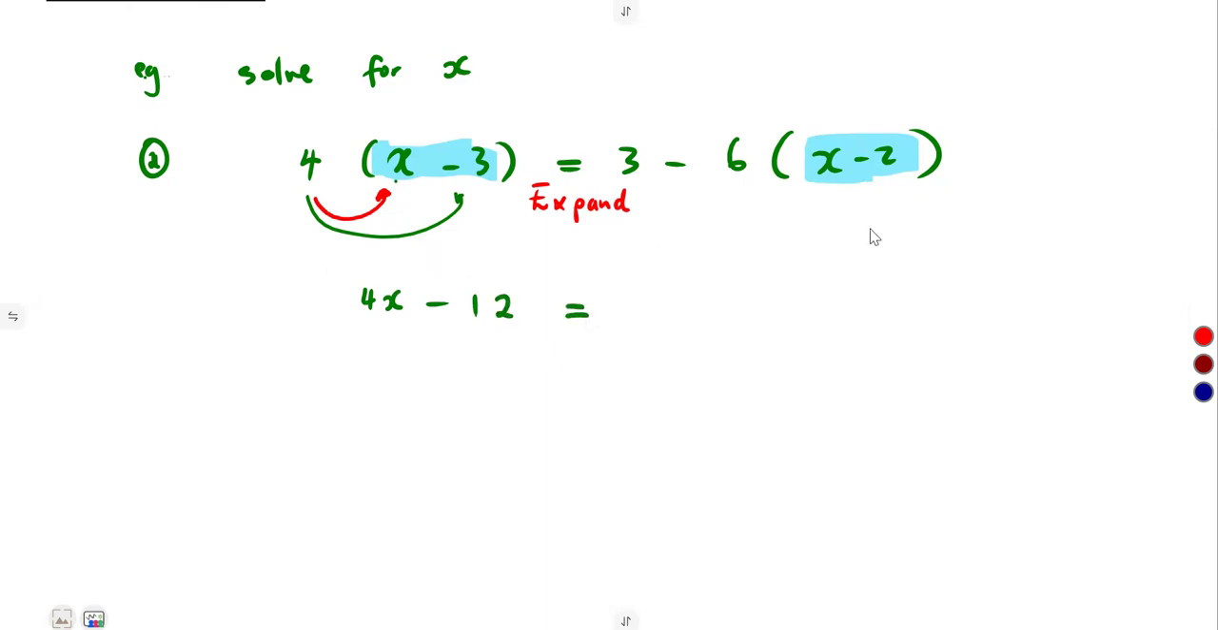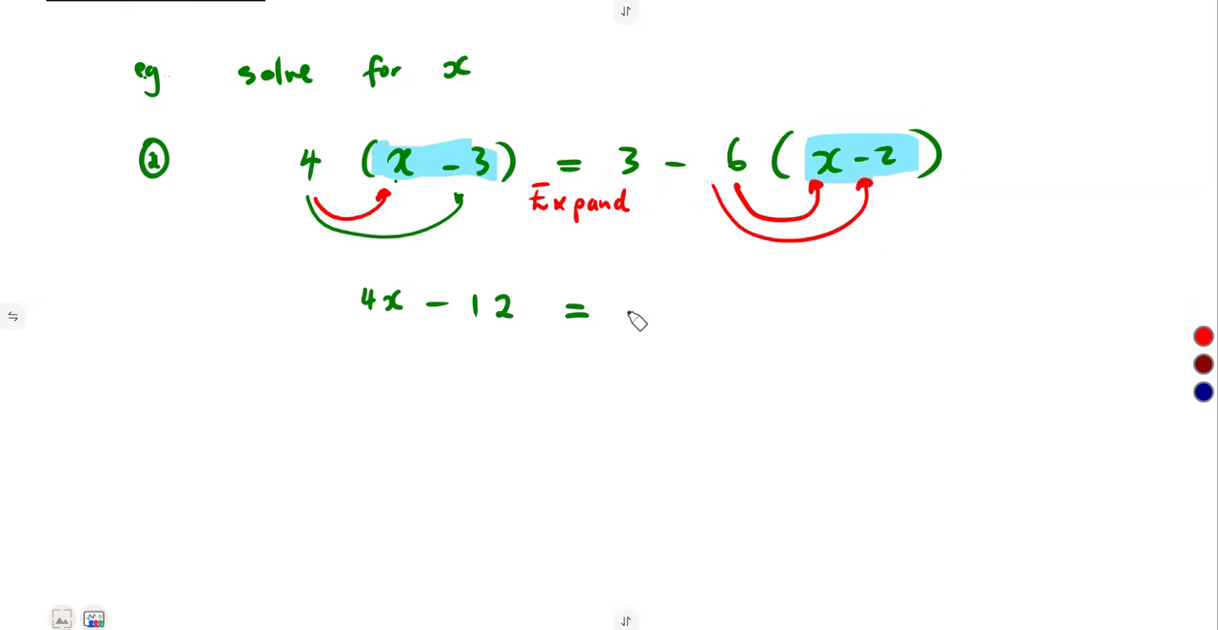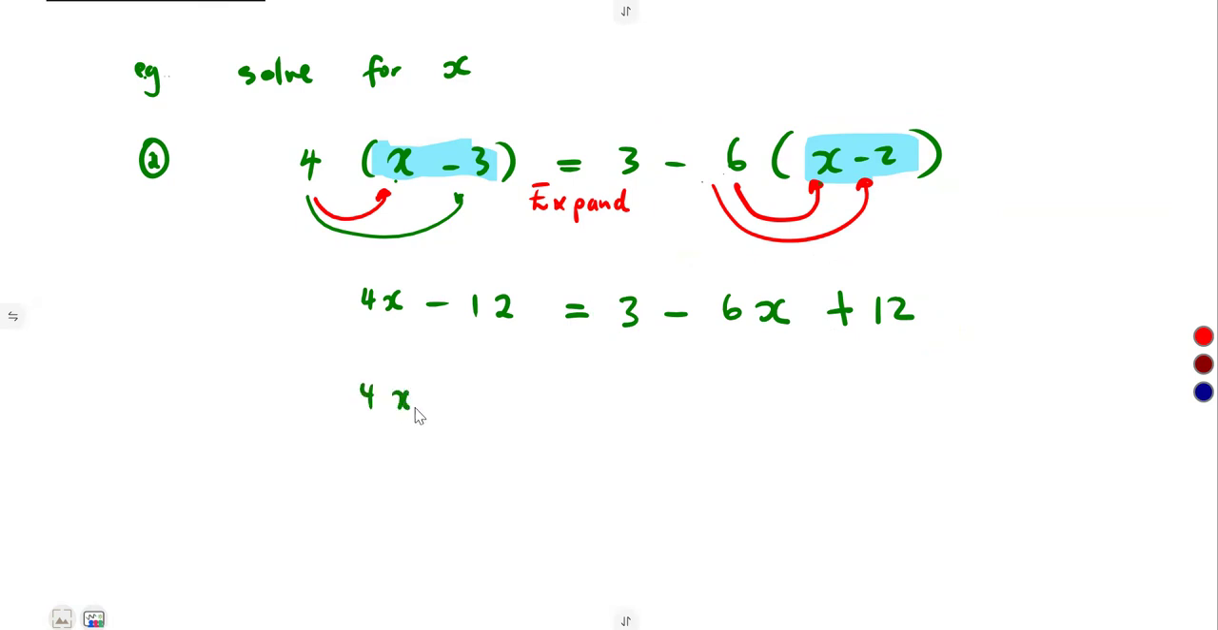So this is equal to, on the right-hand side, we can see what is affecting the bracket is the minus 6. The 3 is on its own. So this is negative 6 expanding the bracket, negative 6 multiplying everything in the second bracket. So you're going to have 3 minus 6 multiplies x, minus 6x. Minus 6 multiplies minus 2, that's a positive what? 12.